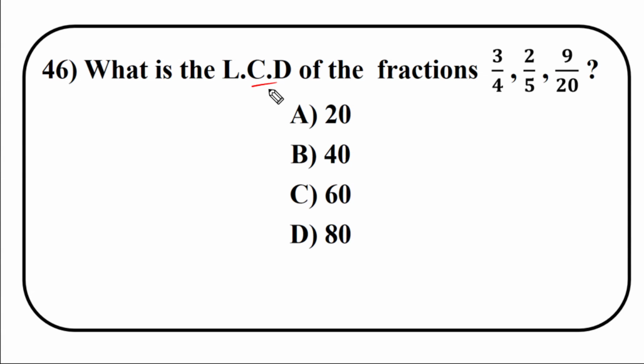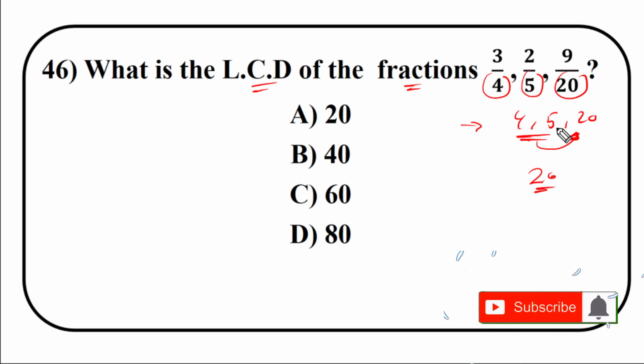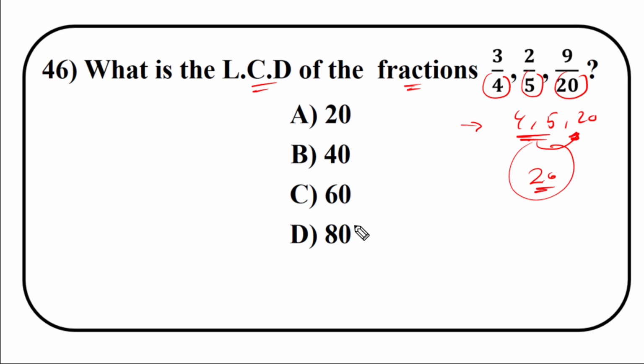Finally, what's the LCD of the fractions 3 over 4, 2 over 5 and 9 over 20? To find here the LCD of the fractions, just find the LCM of the numbers 4, 5 and 20 as we studied before. But we note here 4, 5 and 20. 4 and 5 are factors of what, guys? Are factors of 20. Or 20 is what, guys? Is a multiple of 4 and 5. Now 20 is called what? Is the LCM of the three numbers 4, 5 and 20. Now we will deduce that the LCD of the fractions is what, guys? Is 20. Now the correct answer is A.